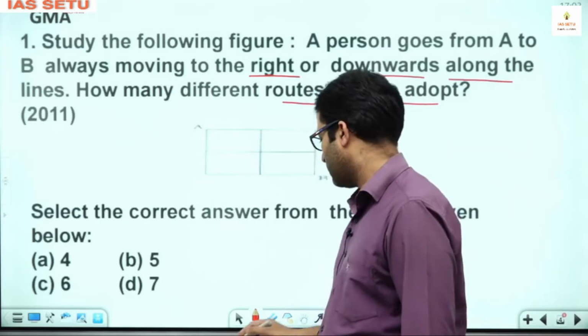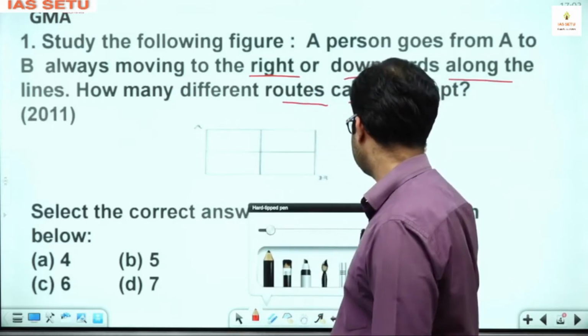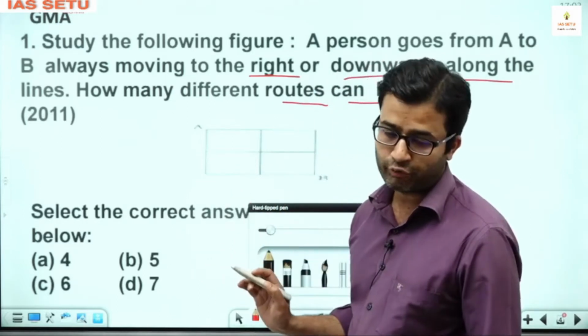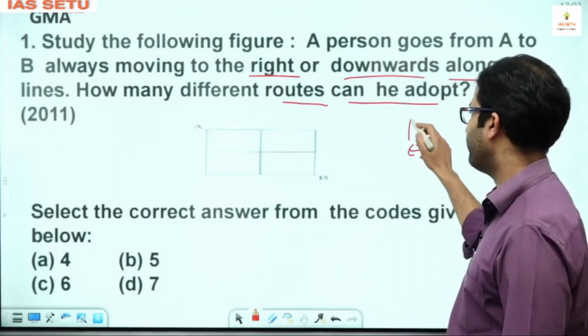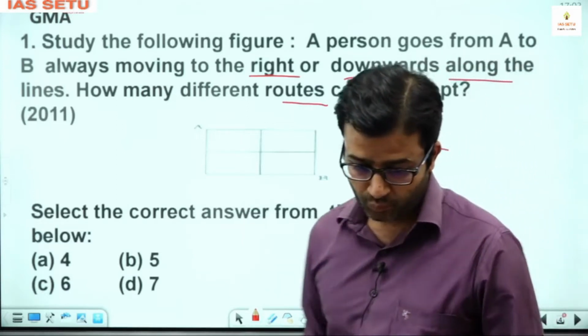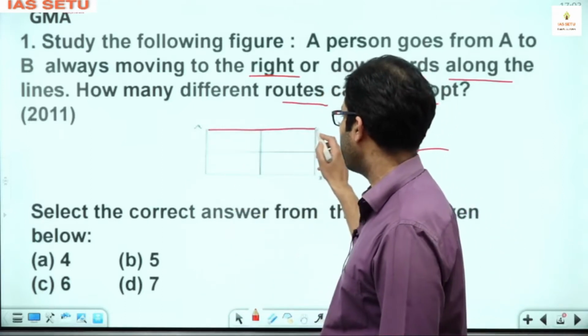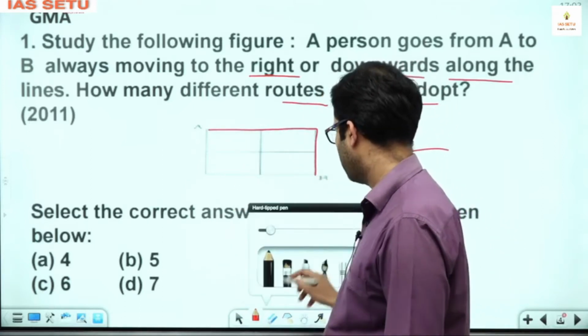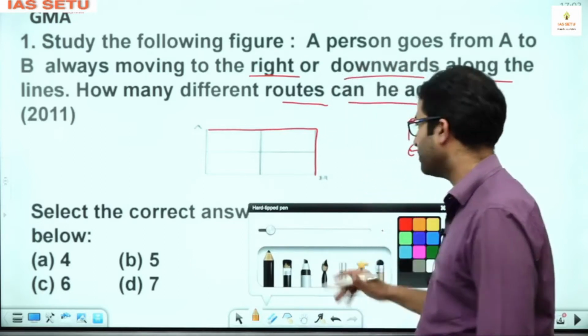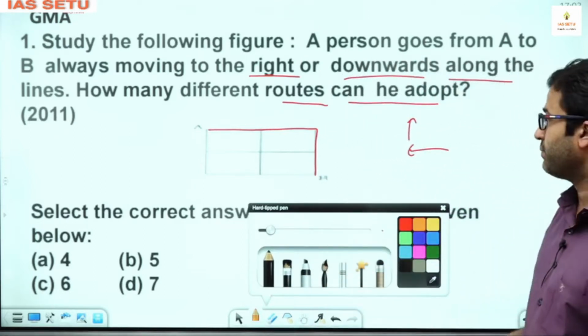So what you can see, the condition is either can go right or downward, cannot go left and upward, that is not allowed. So here first is like this one, red color. See, sometime in UPSC question, even you can count also, will not take much time.